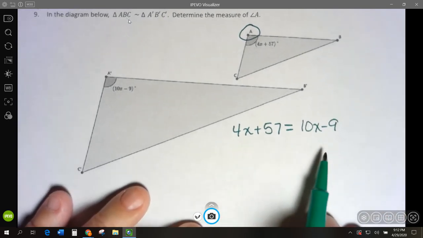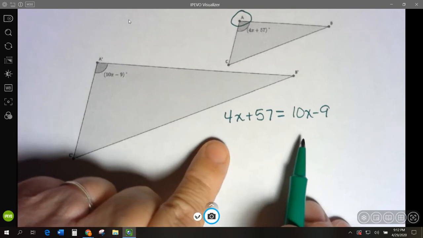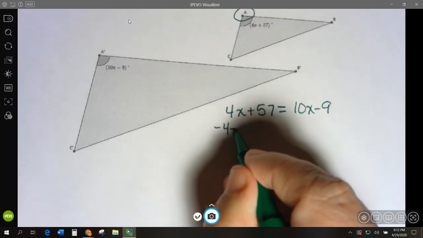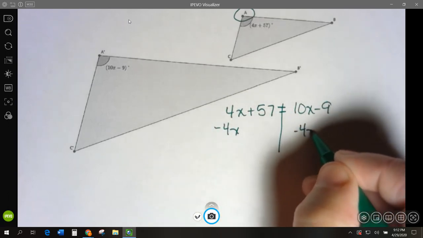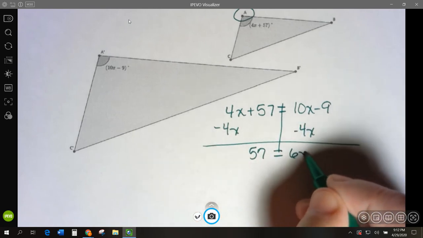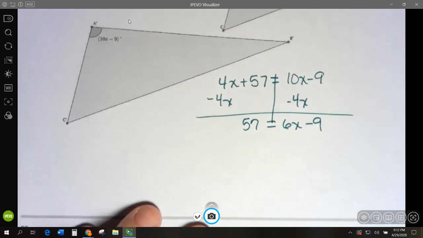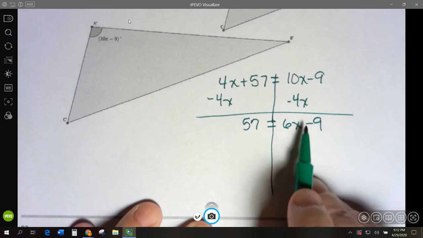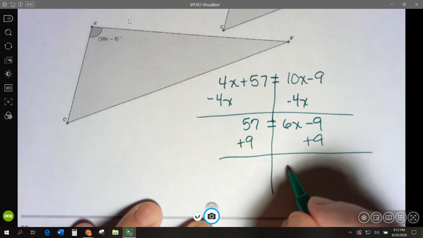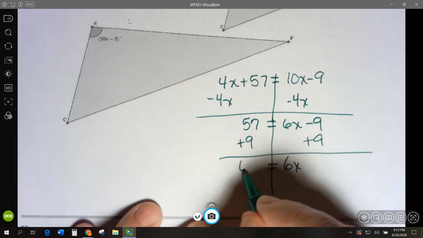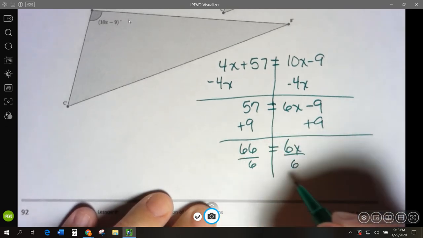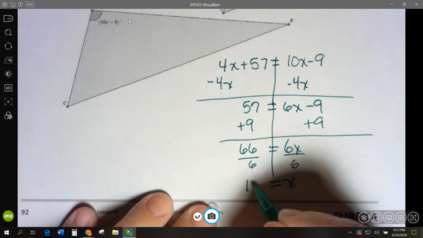So first thing we do, variables on one side. The one with the smallest coefficient is 4x, so we're going to subtract the 4x from both sides. And we get 57 equals 6x minus 9. Now we have to get rid of our subtraction by adding 9 on both sides. We get 6x equals 66. Now we have to divide by 6 on both sides. And x is going to be 11.